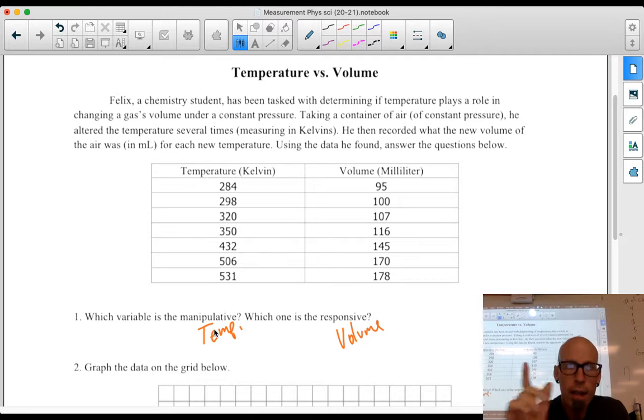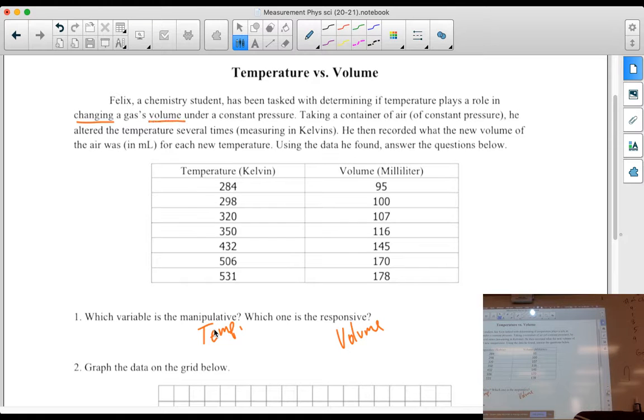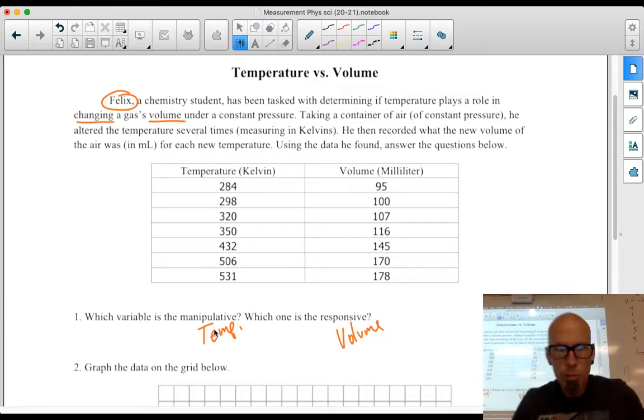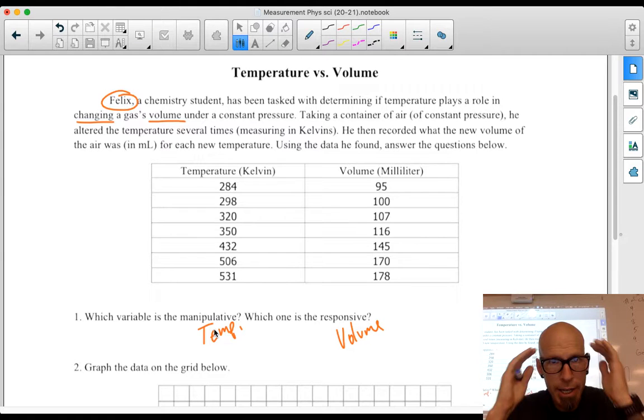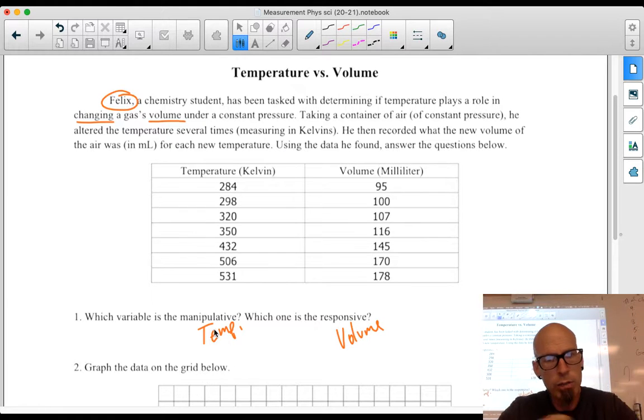Now, another thing I saw a lot of is that some of you were misidentifying which one was manipulative because, again, you looked at this and saw some key words here. You saw changing, you saw volume, and you saw Felix all together. And so, oh, Felix is changing the volume. No, that does not say that Felix is changing the volume, but because those words are close together in your brain, that's what you're thinking. And so, okay, volume must be manipulative and it's on the x-axis.